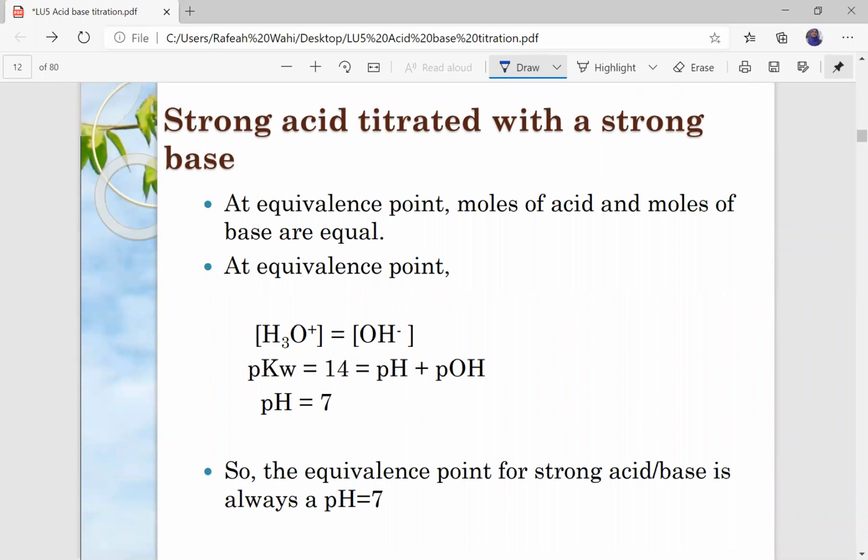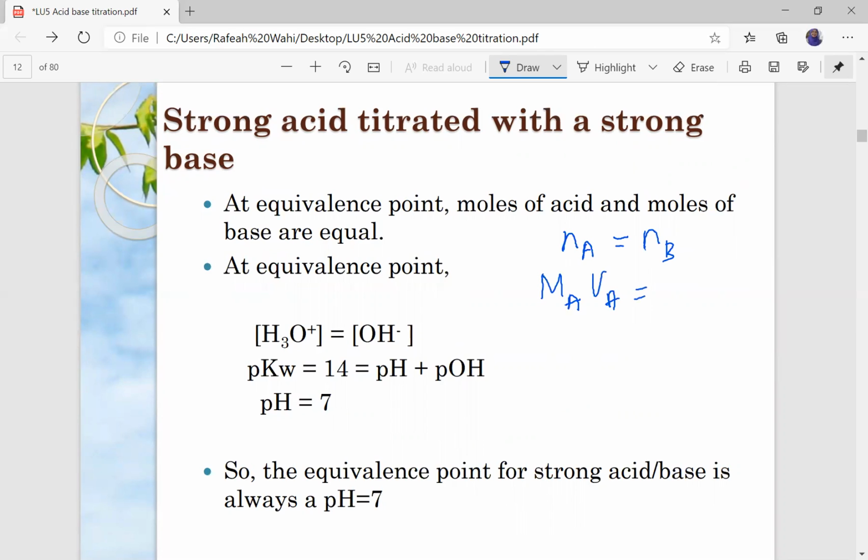Some more theory about strong acid and strong base titration. At equivalence point, moles of acid and moles of base are equal. So you have N for acid equal to N for base. From here, you have the equation MAVA equals MBVB. Just take note of this first.